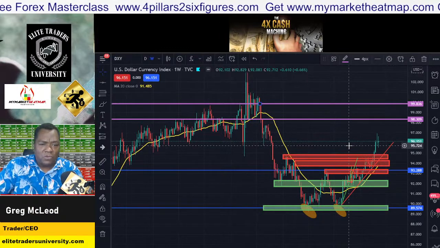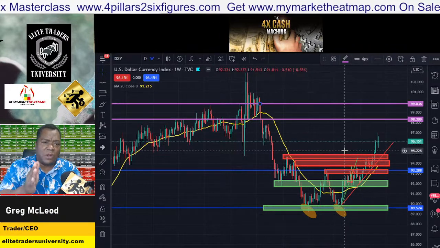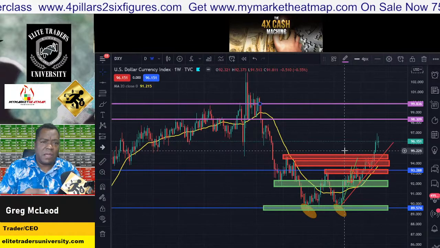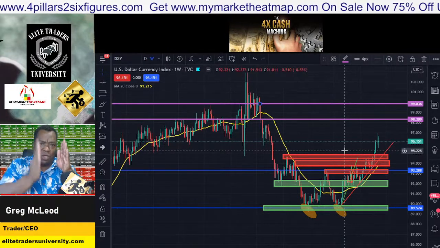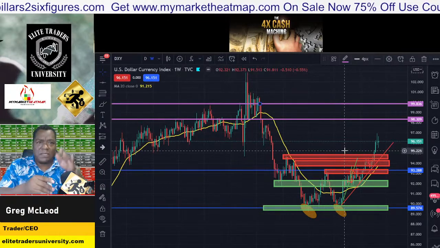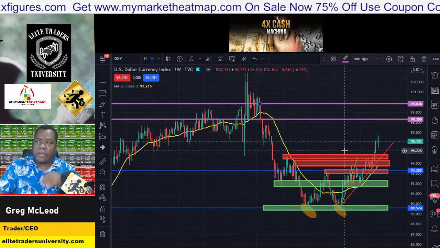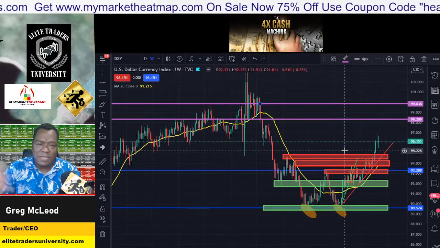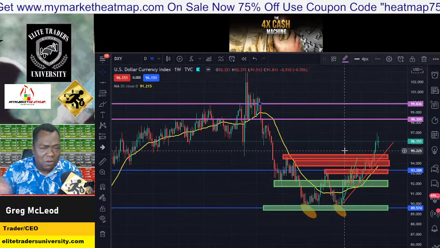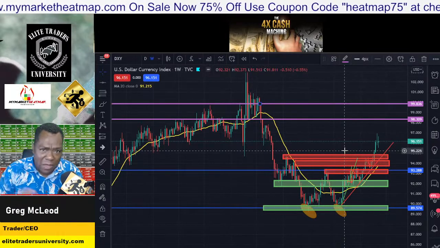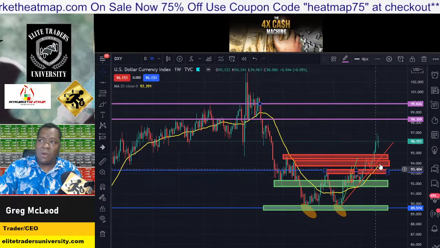And remember, when we trade currencies, we trade one currency versus the other, right? It's the Aussie dollar versus the US dollar, right? It's the euro versus the dollar, right? If the dollar is strong, the Aussie can't be strong. The dollar is strong, the euro can't be strong. The dollar is strong, the pound can't be strong. So we are already seeing strength.